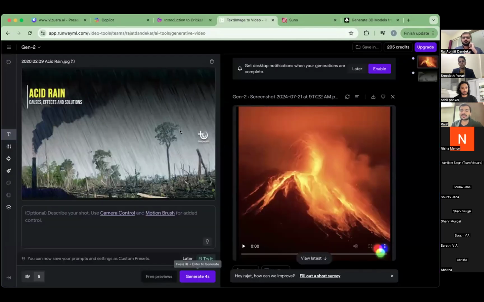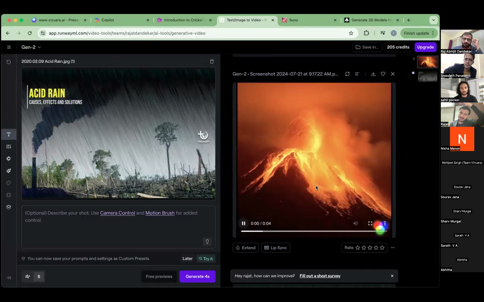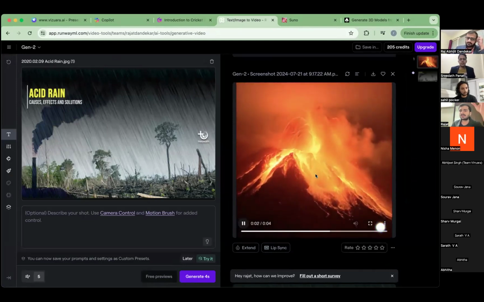Then this is text to video. What I have done here is that I simply gave an image of this volcano, and then generative AI actually converts that into a very realistic and gripping video. In case you are not aware of this application, it's called Runway ML.